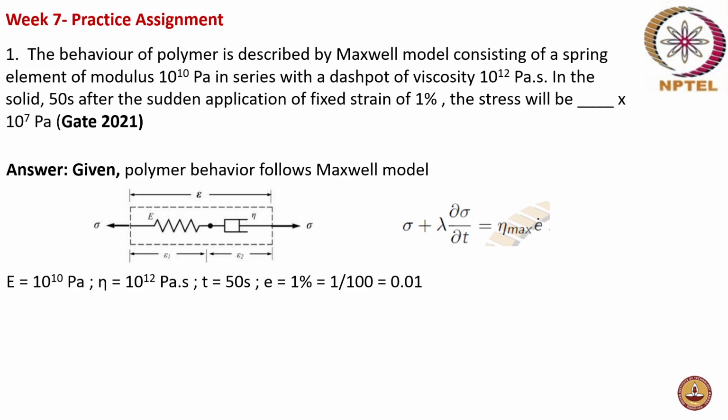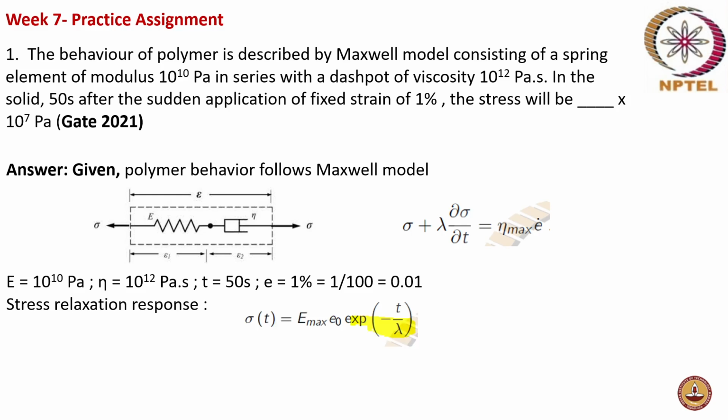Initially, they've asked what is the stress. So, time is 50 seconds and your strain is 1%. 1% means your strain is 1 by 100, that is equal to 0.01. Now, what is the stress relaxation response? A constant strain is applied, and now they have asked the stress, the amount of stress in the system after 50 seconds of the fixed strain application. Sudden strain application is what is asked.